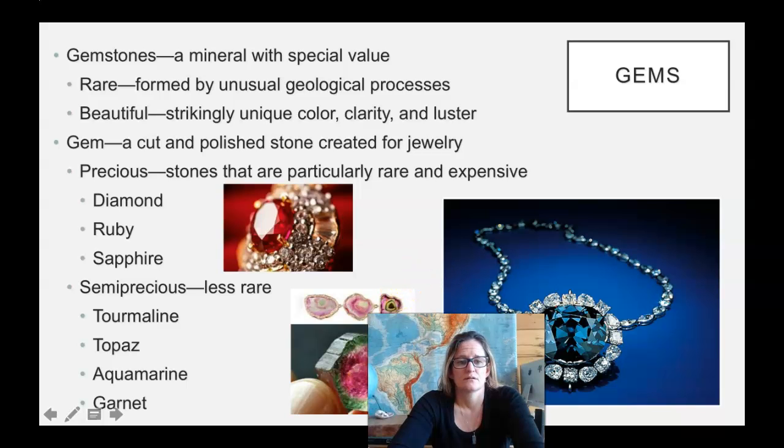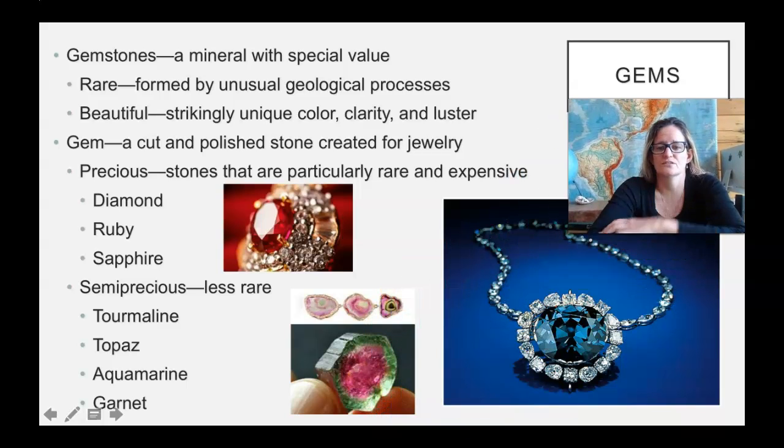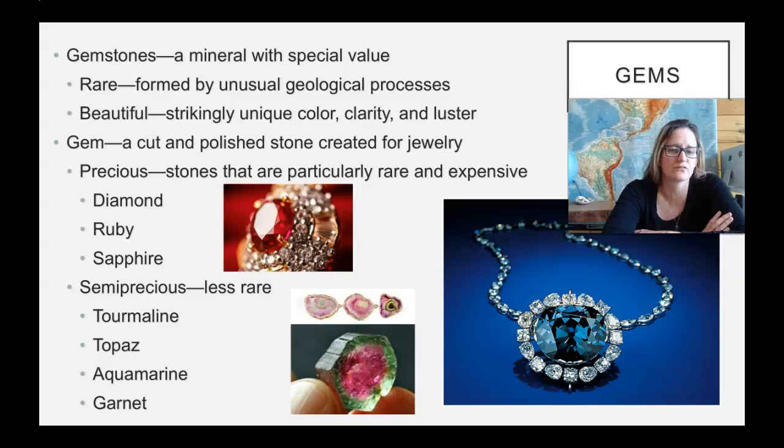Gems. All right, so we like shiny things. Gems are minerals that are rare. They have some special value. They're beautiful. They're shiny. They're clear. They sparkle in the sun. And so we can find those precious resources in the correct geologic setting.